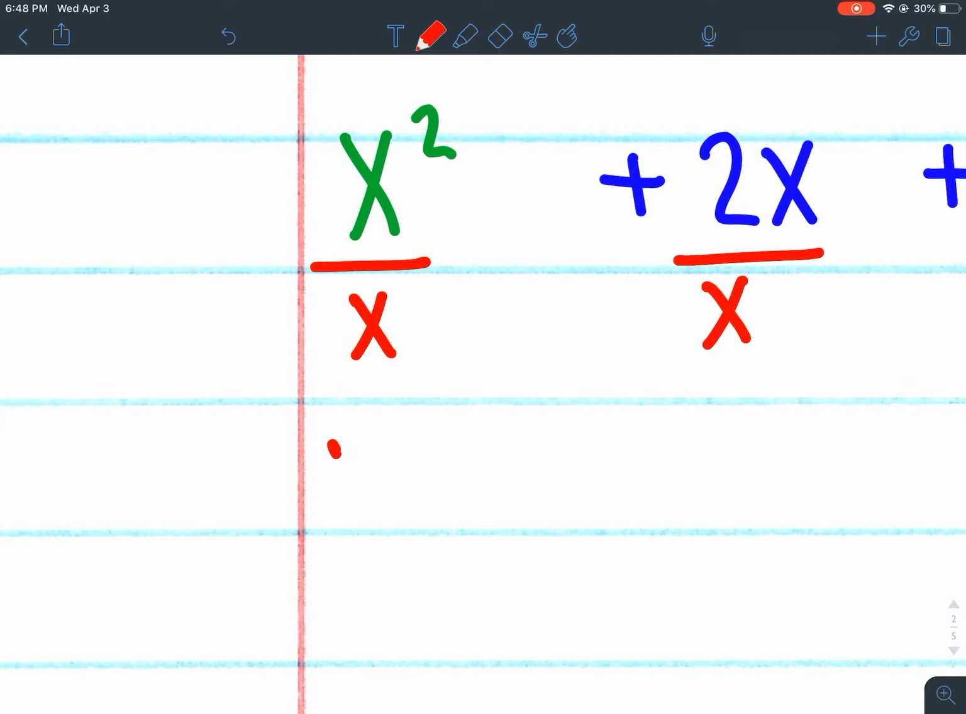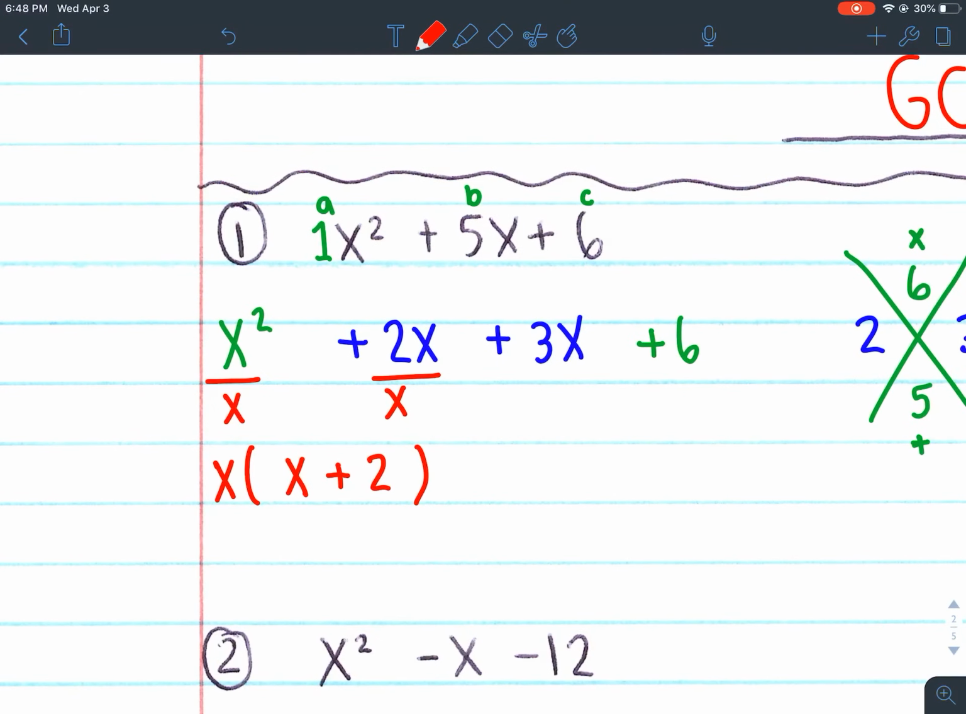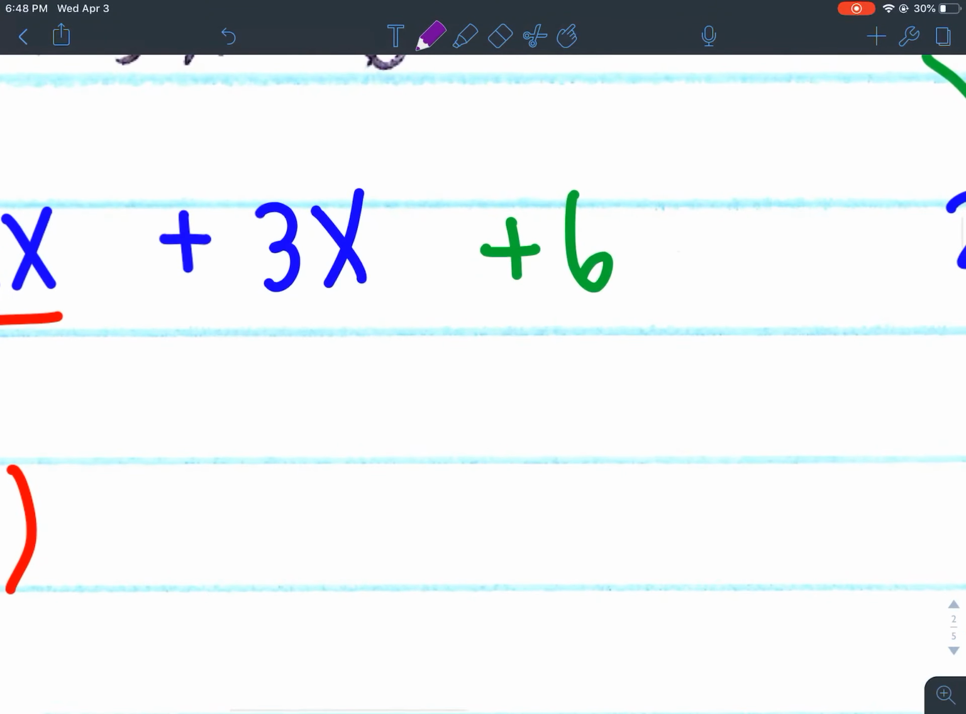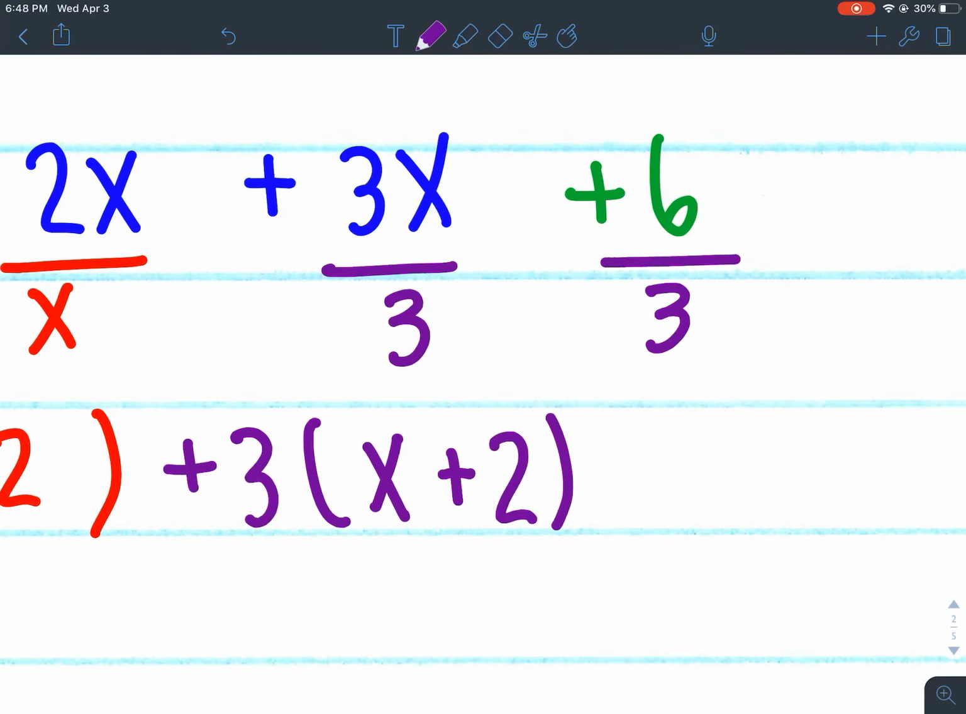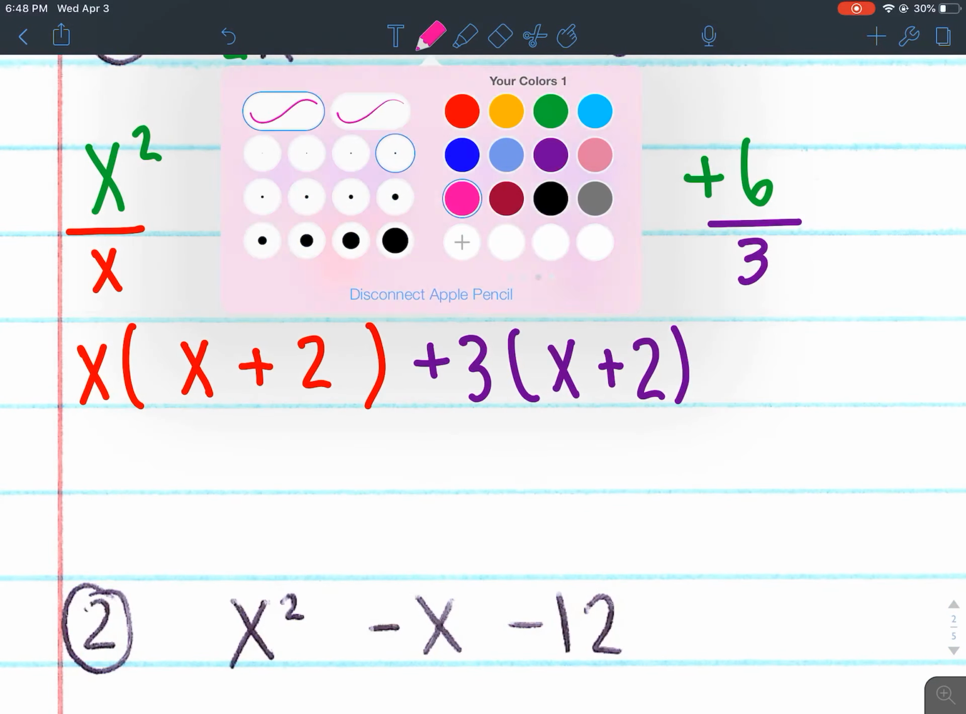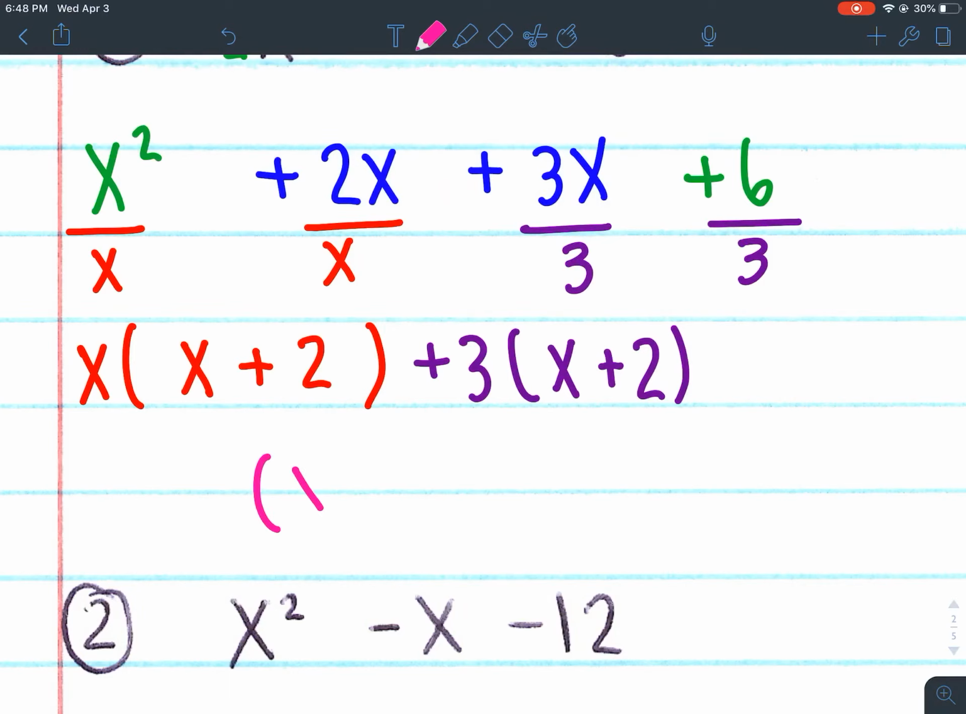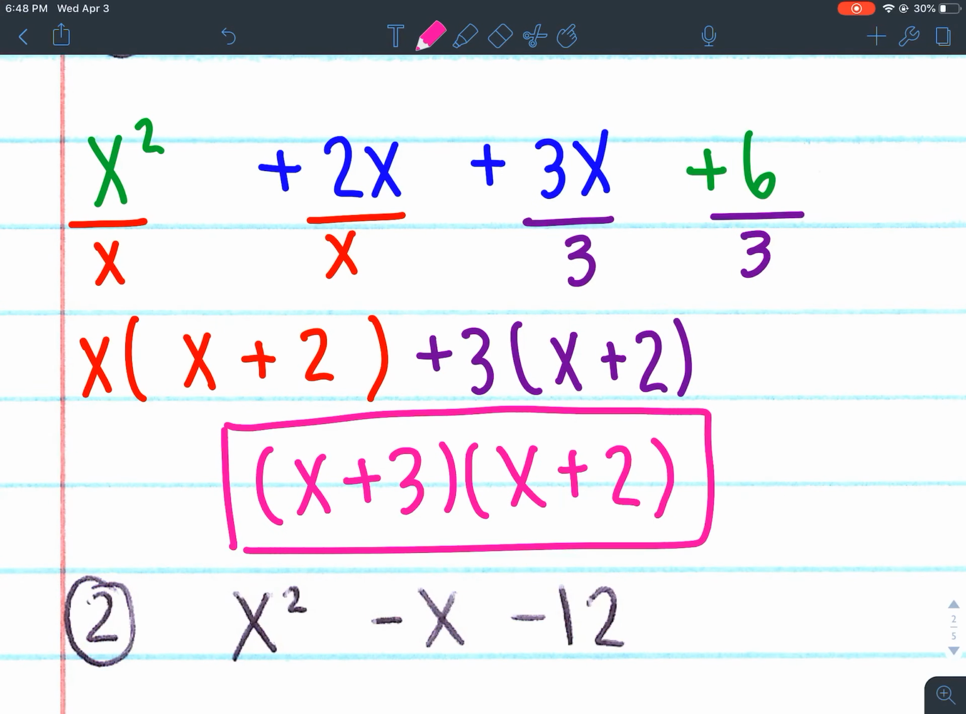So what do I do with that GCF? I take that x out, put it outside the parentheses, and what I have left over is x plus 2. Okay. Next part, GCF here is going to be positive 3. It's going to be out here, plus 3. And then I have x plus 2. Always want to check to see if your parentheses match. They do. So my parentheses are going to be x plus 3 and x plus 2. And those are my 2 factors.